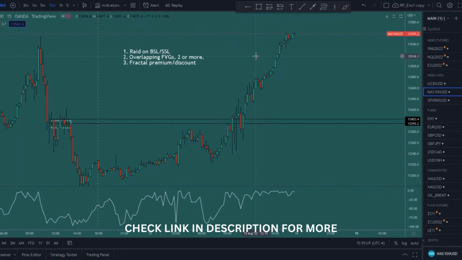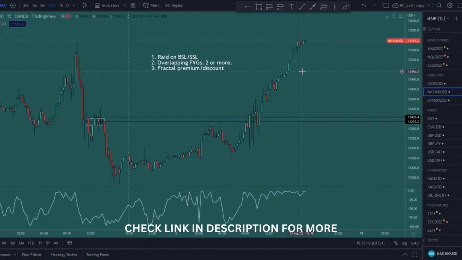Okay, but the overall idea of the model is really rather simple. I'm looking for basically some kind of a raid on buy side or sell side liquidity. Not a must, but obviously if you do have a raid, the chances of a trade panning out in your favor increase dramatically. And the idea of overlapping imbalances, at least two. If you get three or more, three to four imbalances, that's a very, very strong zone that can potentially give a very strong and quick reaction off of it. And the idea of fractal premium and discounts, right?